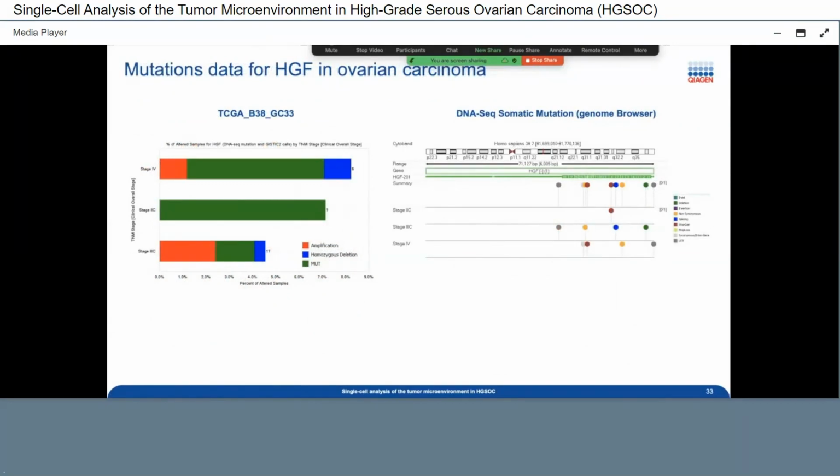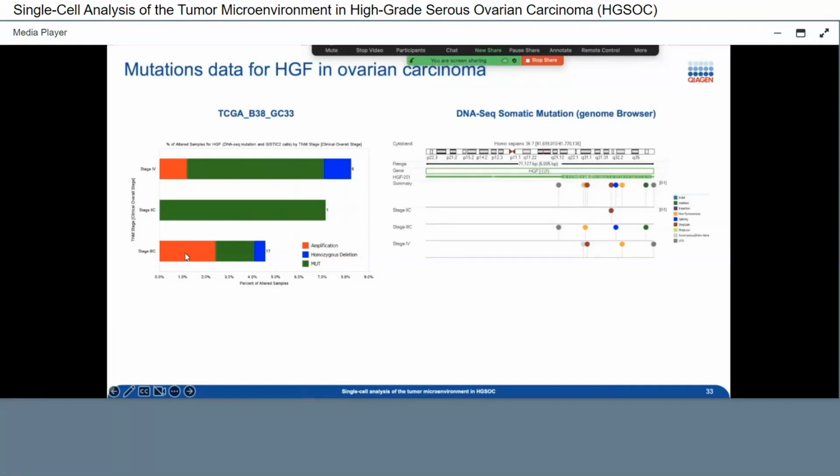...the mutation data of HGF, right? Again, I didn't know anything, and we have that tool, Explorer, which is tied to IPA. Well, I can look based on the clinical stage, stage 4, 2C, and 3C. What is the type of mutation you have for HGF in ovarian carcinoma?